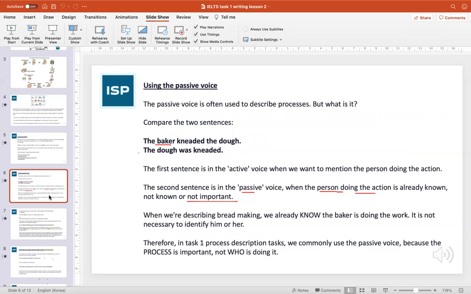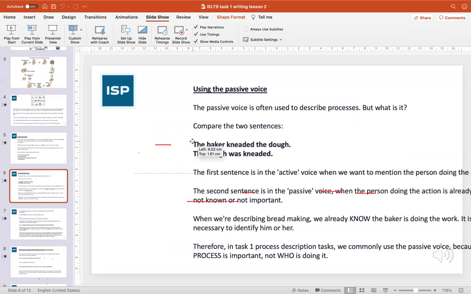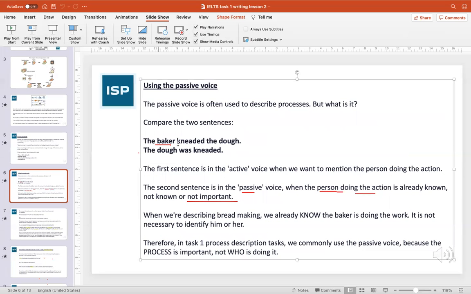You definitely know what it is. You will have heard it before. And it's simply when we just change the emphasis of the sentence, right? So in this case, we have the baker needed the dough. So we have the agent, the person doing the action. And this is what we call the active voice.